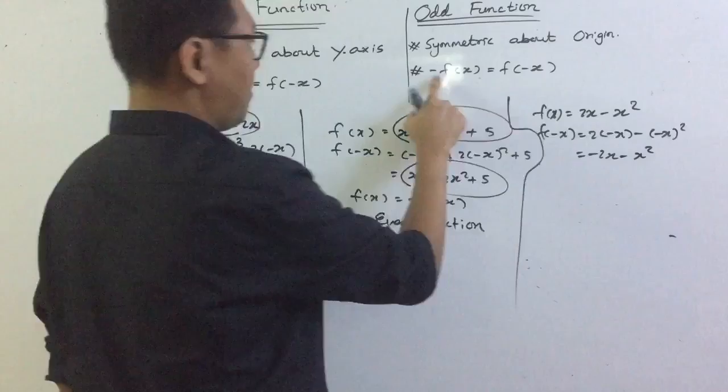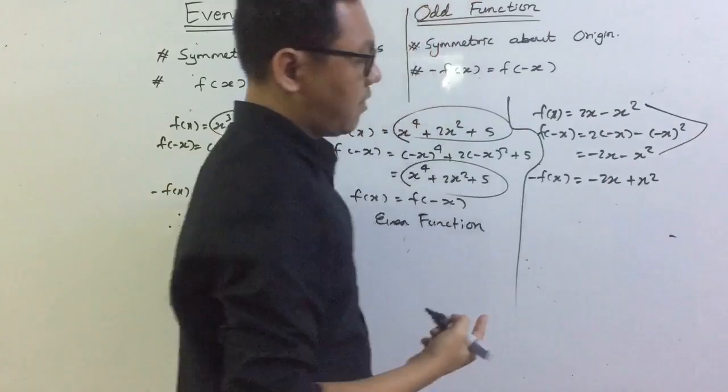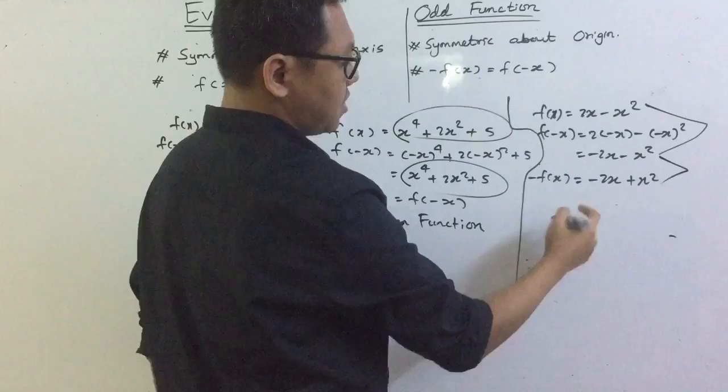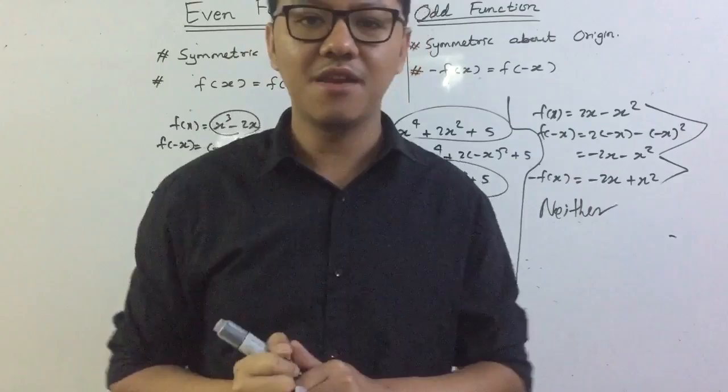Okay, so let me try this. Negative f(x). Negative f(x) is equal to negative 2x plus x squared. So this and this, not the same. See that, right? It's positive here, negative there. And how about this and this? Not the same. So this one is neither odd nor even. Okay, that's it. It's how we distinguish between an even function and an odd function.